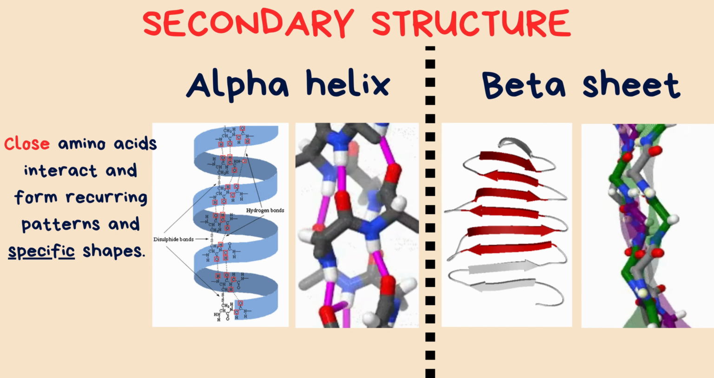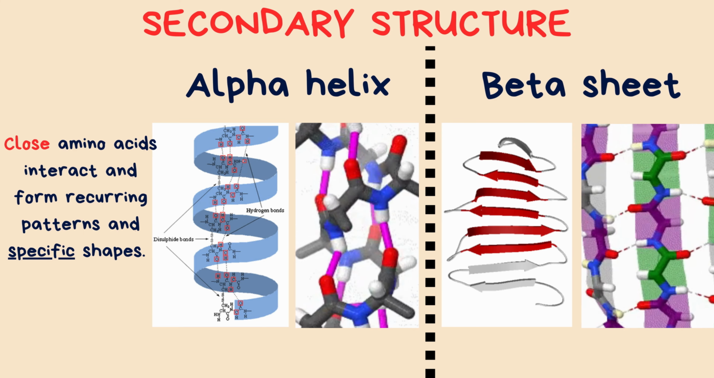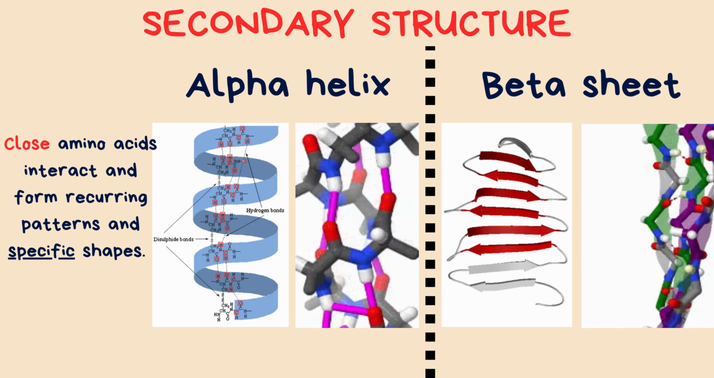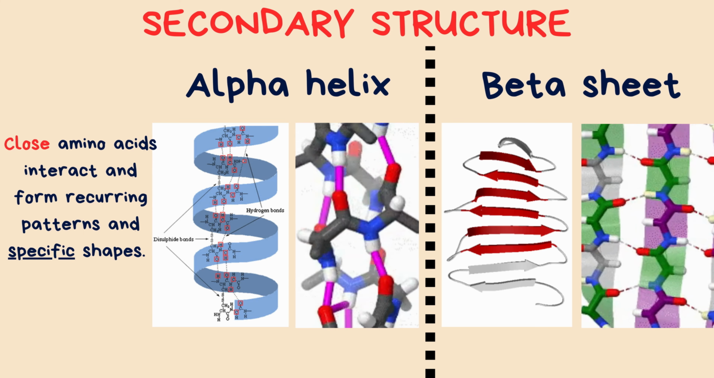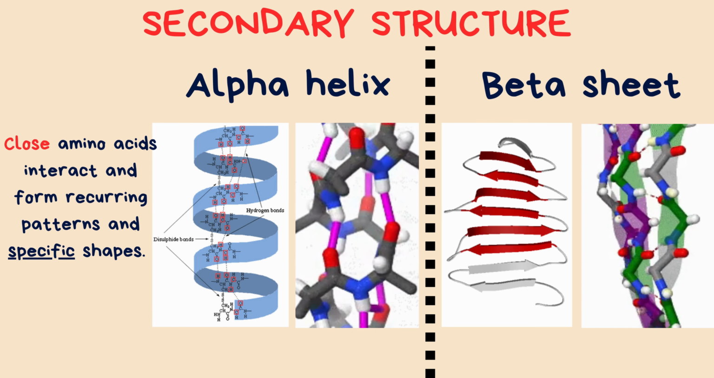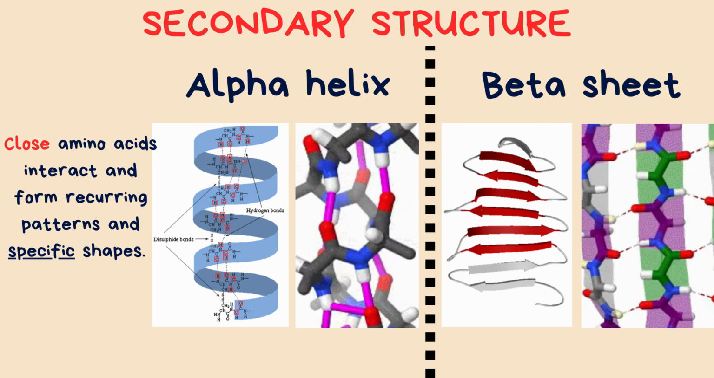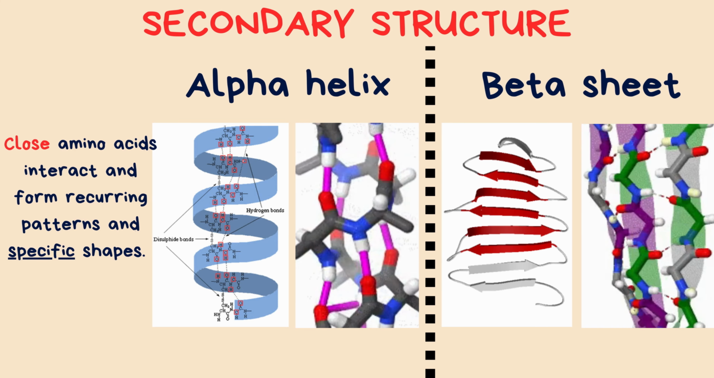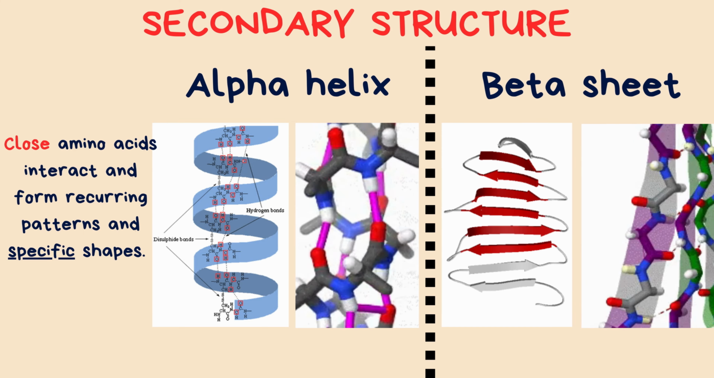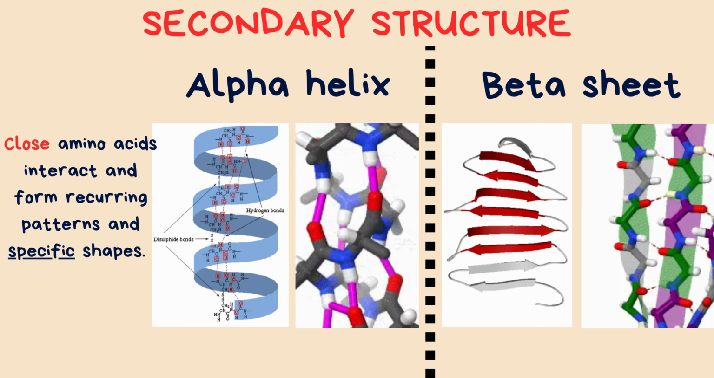In the beta sheets, instead of coiling, the polypeptide forms a zigzag pattern, creating sheets. These are held together by hydrogen bonds, but unlike in alpha helices, where bonds form within the same strand, beta sheets can form between adjacent polypeptides intermolecularly. Both of these structures help stabilize the protein while allowing flexibility where needed.